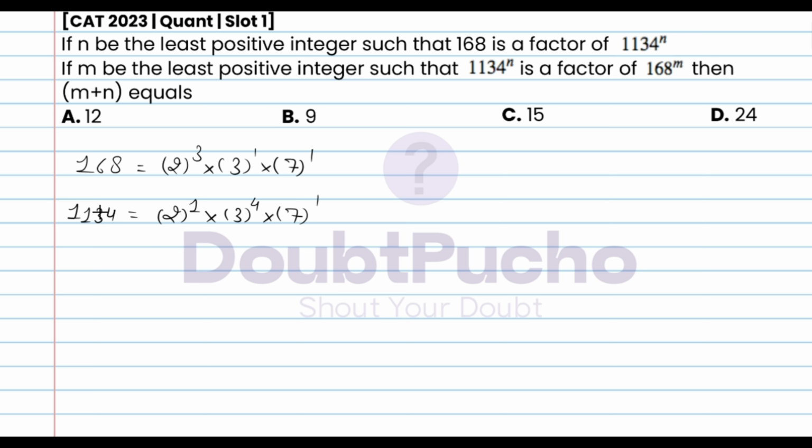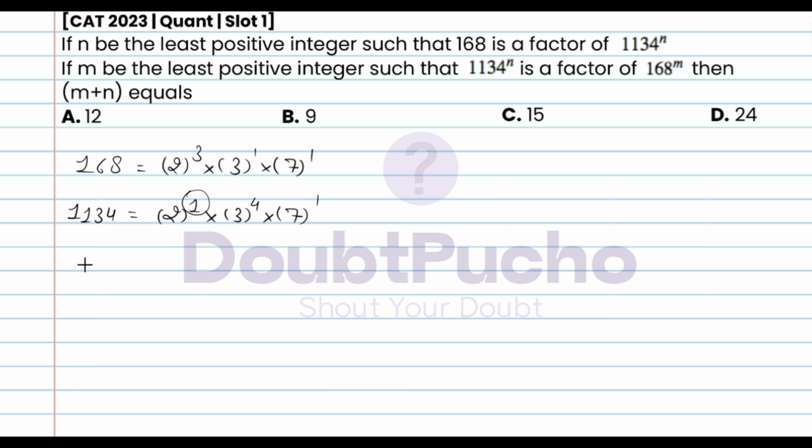So guys, आप देख सकते हो कि आप कह रहे हो 168 1134 का एक फैक्टर है, तो 168 में 3 की पावर 1 प्रेजेंट है, 1134 में 3 की पावर 4, यानी yes 3 can be a factor of it. 7 can also be a factor of it. To make 2 to the power 3 a factor of 1134, we need to take the minimum power of 1134 as 3, क्योंकि currently we have the power as 1.